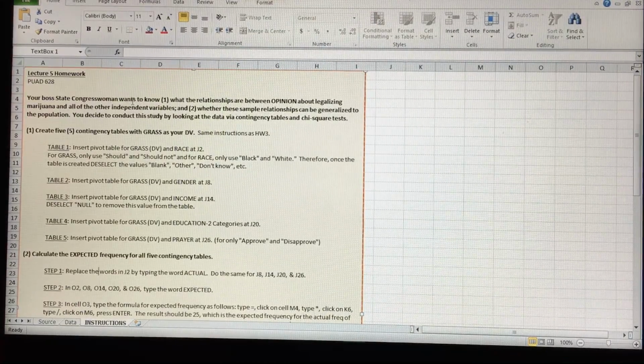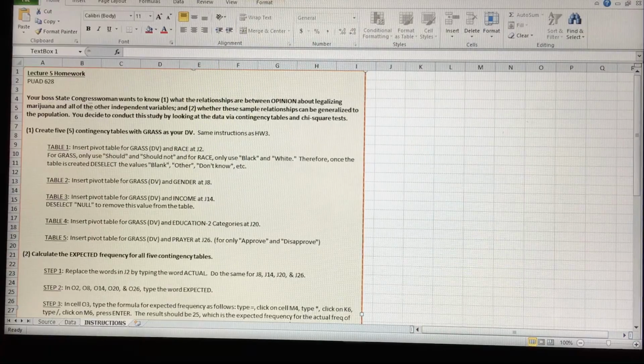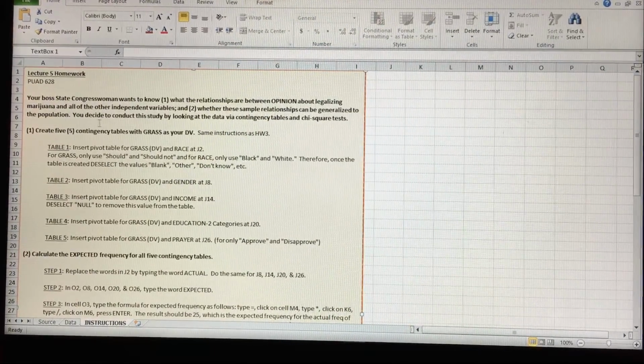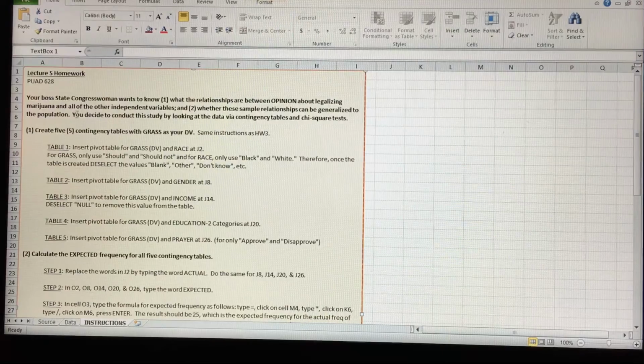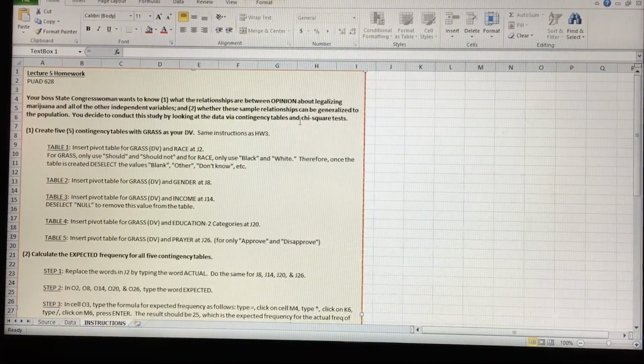Congresswoman so-and-so, state congresswoman, wants to know, 1, what the relationships are between opinion about legalizing marijuana and all the other independent variables, and 2, whether these sample relationships can be generalized to the population. So being the researcher that you are, you decide to conduct the study by looking at the data via contingency tables and chi-square tests.